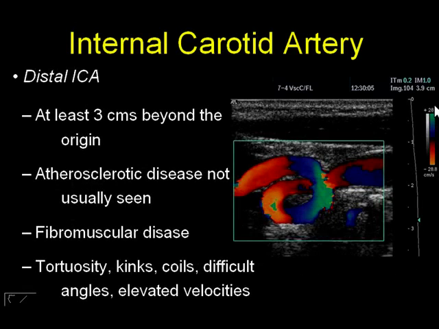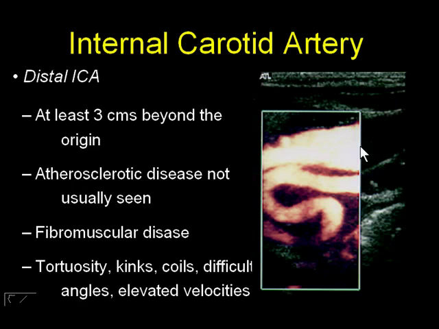The examination is then carried out through the distal internal carotid artery, and that is that segment that's at least 3 centimeters beyond the carotid bifurcation. Again, this is an area where atherosclerotic disease is not usually seen, although you can encounter other pathologies, most commonly things like fibromuscular dysplasia. It's not uncommon to see loops such as you see here, or kinks, or coils. Occasionally you see these S-shaped tortuosities, and when you see these tortuosities, kinks, and coils, they can all result in difficult angles for evaluation, and therefore artificially or artifactually elevated velocities.